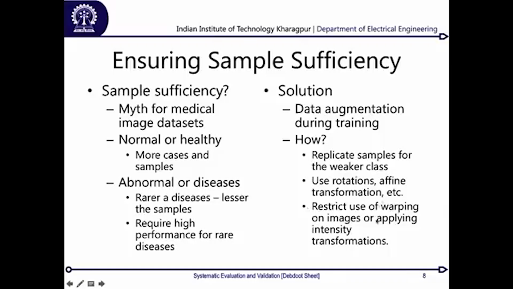But definitely restrict the use of warping or applying intensity transformations, because these are very much disease specific and lesion specific. By applying a warp, you take a lesion which is oval, and suddenly warp it in a weird way and it becomes jagged in shape, so that's no more a benign lesion in any way, so that becomes very close to a malignant lesion.